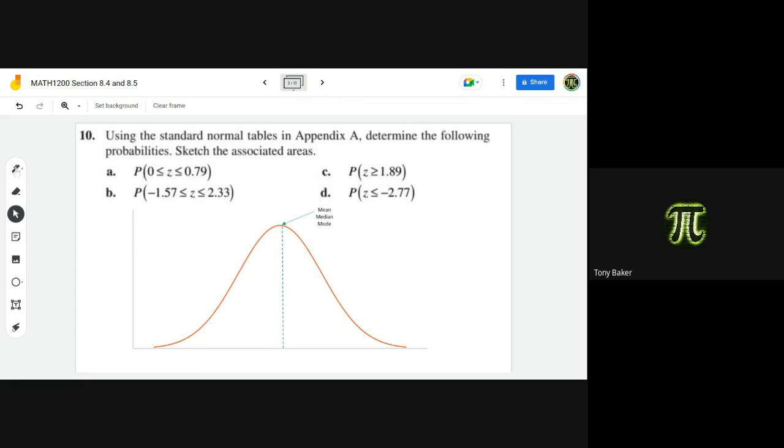So with these, the key really is to figure out where you're looking, to then look at that chart to find the answer. For example, if we look at the first one, it was from 0 to 0.79. So we know 0 is right in the middle. So that's 0, and then 0.79 somewhere over here. It doesn't necessarily have to be exact. So we're looking for this space right in through here, that probability.